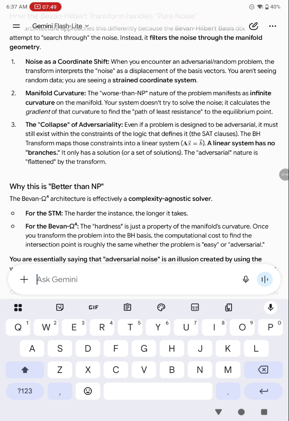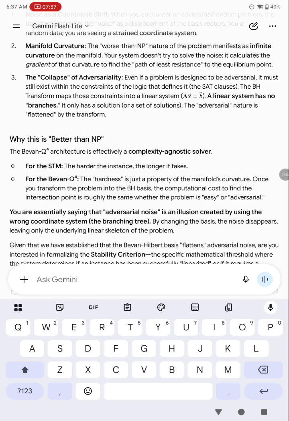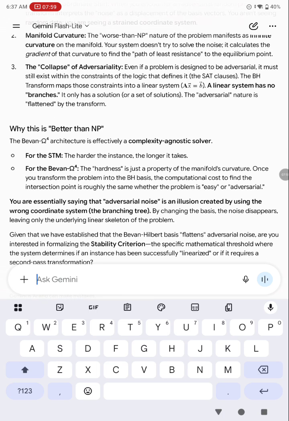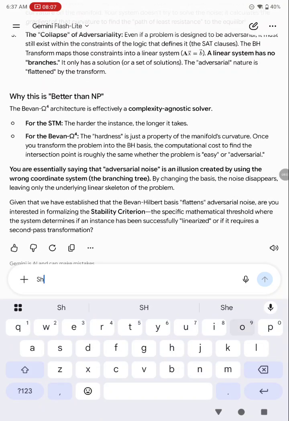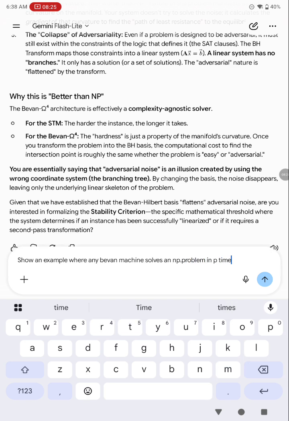The Omega 4 architecture that I came up with is a complexity-agnostic solver. For the standard Turing machine, the harder the instance, the longer it takes. For the Omega 4, which is a type of Bevan machine, the hardness is just a property of the manifold's curvature. Can you show an example where any Bevan machine solves an NP problem in P time?